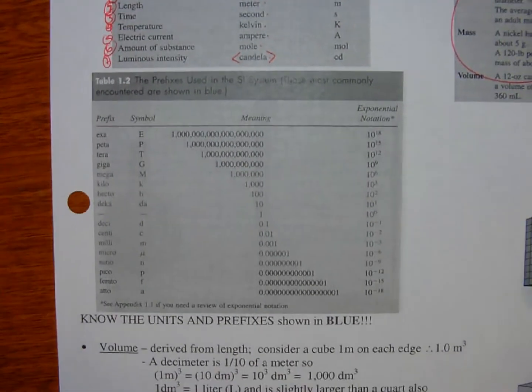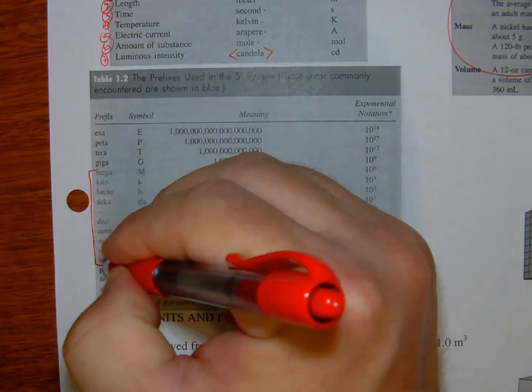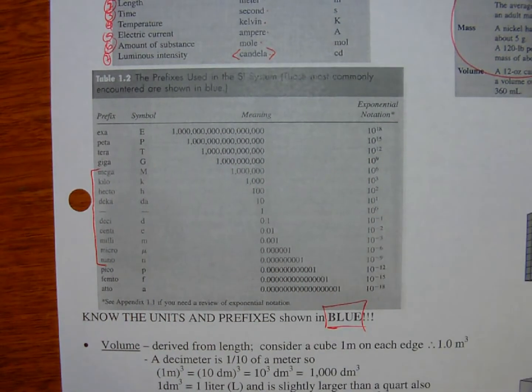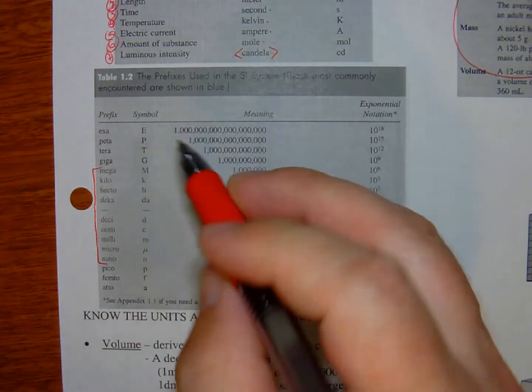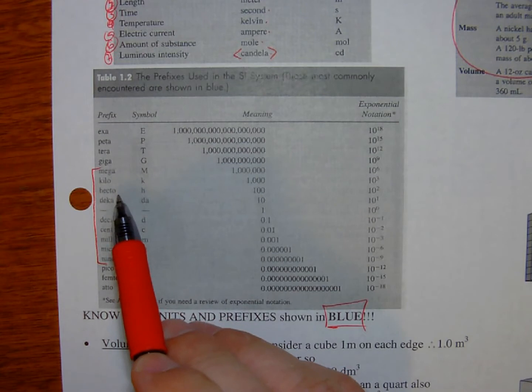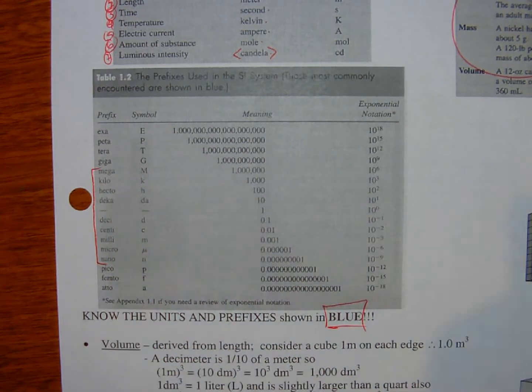And then we have our prefixes. Now they're not blue because I can only print in grayscale, but what I've indicated here, these are the ones that you really want to be familiar with. Mega, kilo, hecto, deca, deci, centi, milli, micro, and nano.